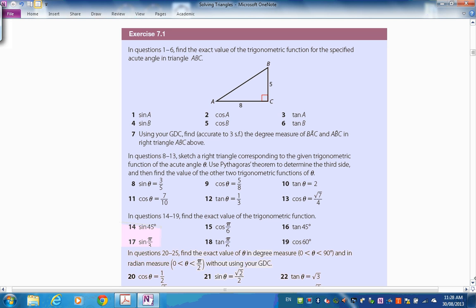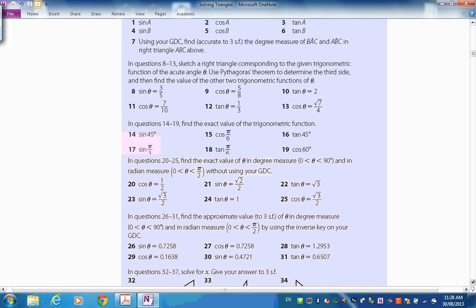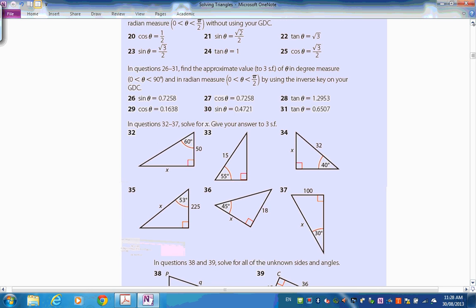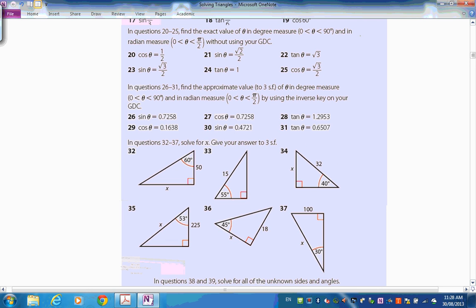Right, I'm going to give you the next lot, 20 onwards here. We better just have a look back up here at questions 20 to 25. Find the exact value of theta in degrees without using a calculator. So these are going to be common angles that you are supposed to know the sine and cosine, and therefore the tangent of. So think about those. Okay, down to 37. You can pause it there.